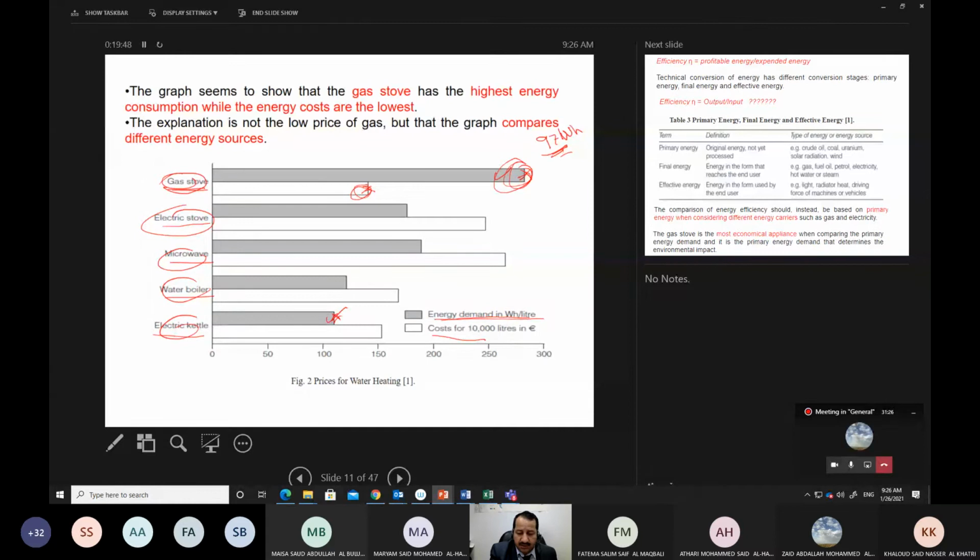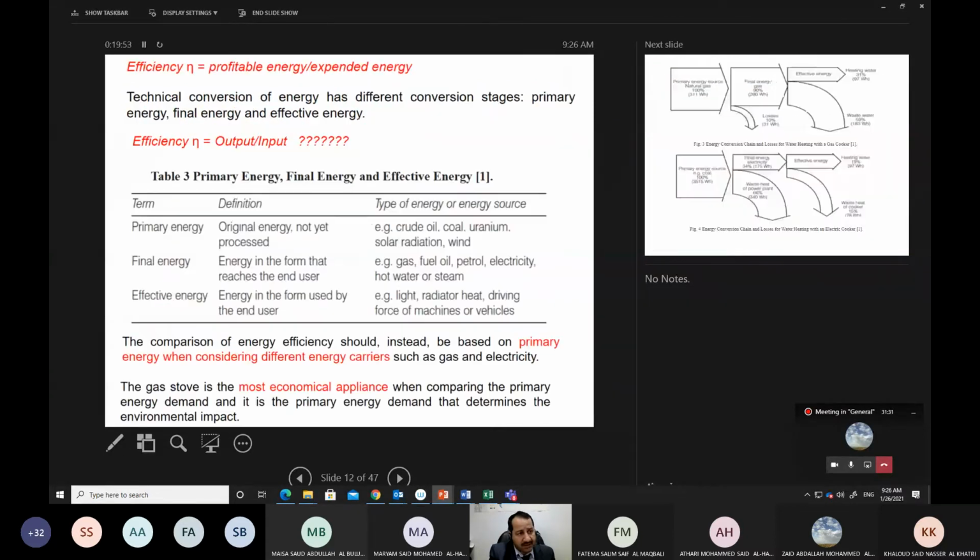Now, still with the same example, I talk about the cost, I talk about energy demand. Now, you know the efficiency is defined to be output over input, or very simply, profitable energy over expended energy. Based on this, we need to classify our efficiency based on the energy type. Is it primary energy? Is it final energy? Is it effective energy? Which one is used? First of all, let's define each one of them.